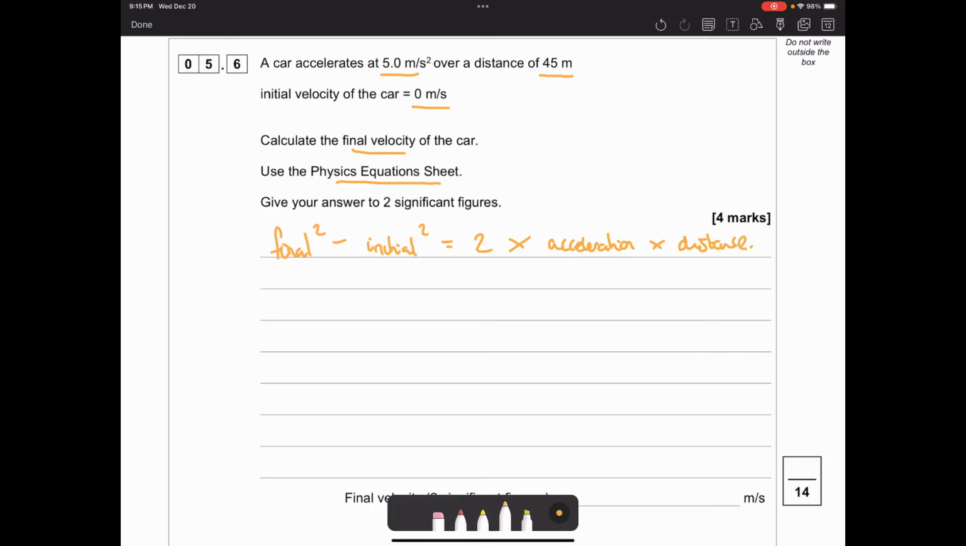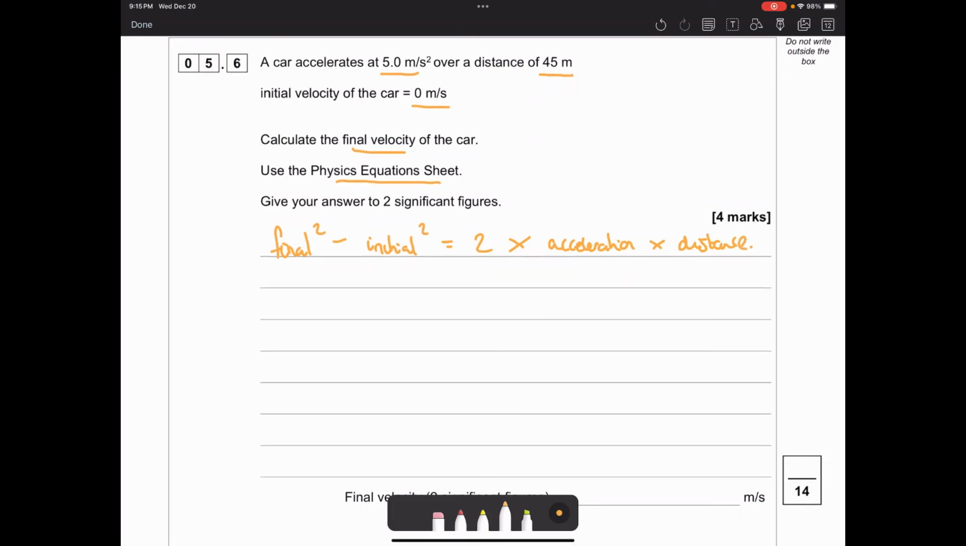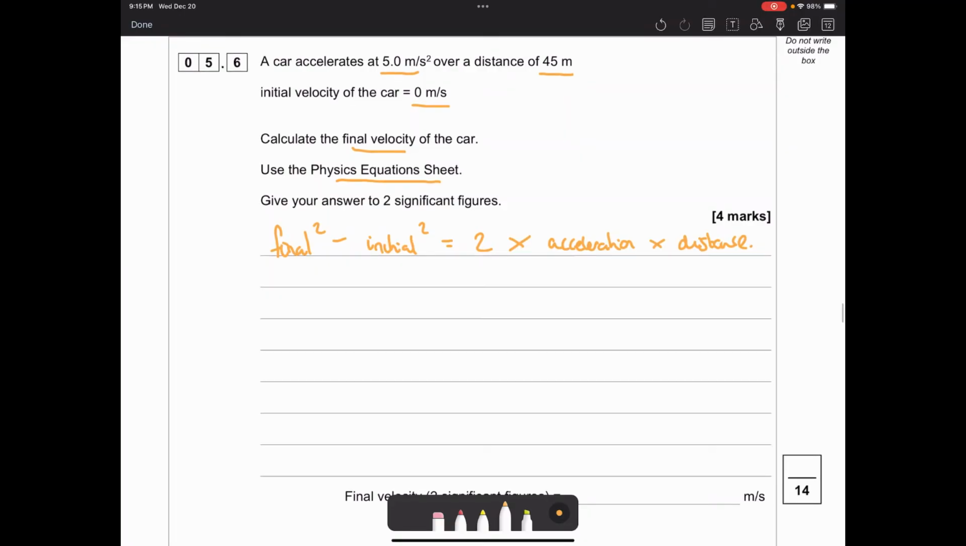It'll be written out pretty much like that on your equation sheet. You can then just substitute in your numbers. People look at this equation and think, crikey, this is quite hard. But actually, first of all, if you just substitute in your numbers, that will get you some marks. So your final velocity in here is what you are calculating. So you can just put a question mark.